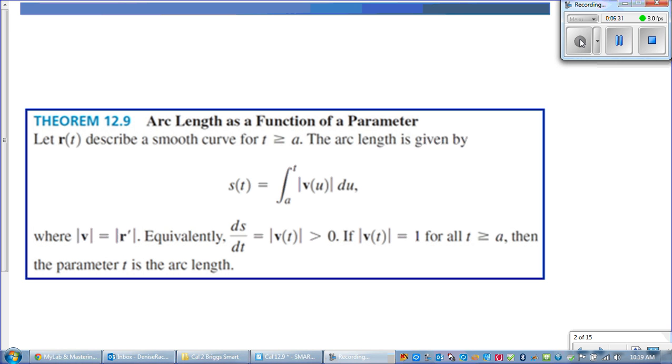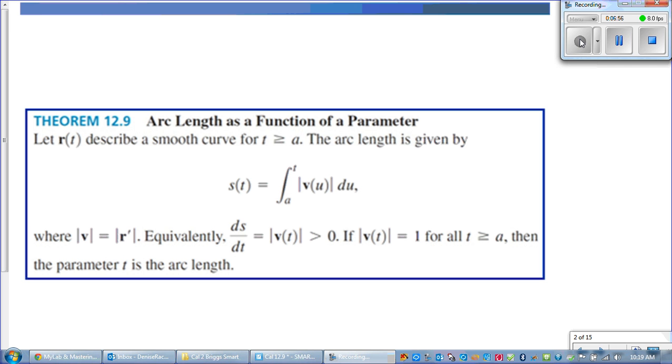Now let's get a formula for the arc length, and we want that formula for the arc length as a function of time, or a function of whatever our parameter t is describing the curve. So let r of t describe a smooth curve, and t is greater than or equal to some value a. So that's the initial t value. The arc length is given by this function.